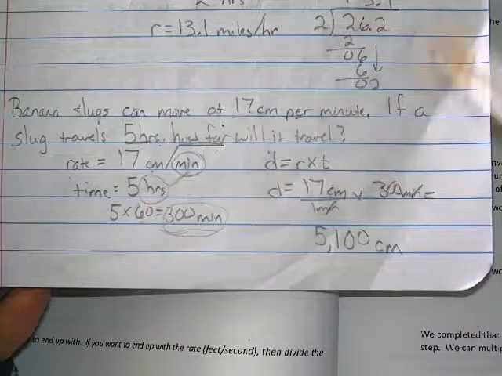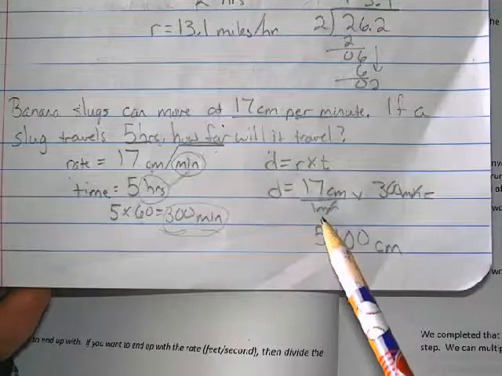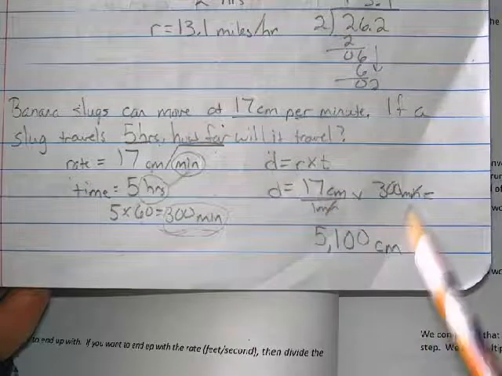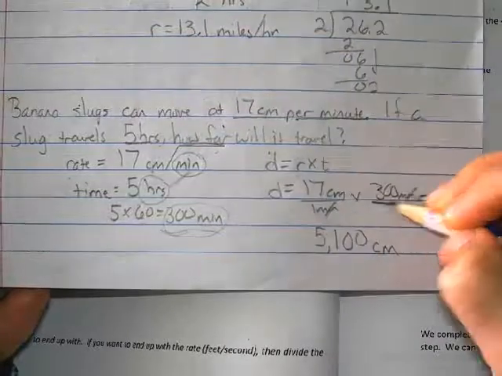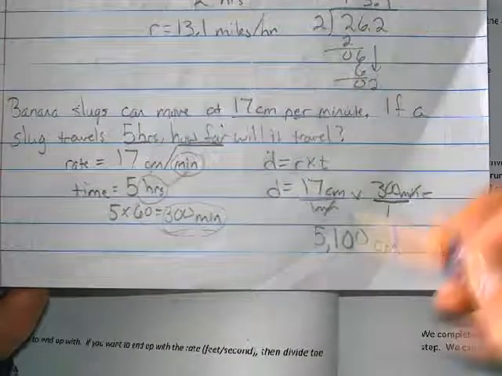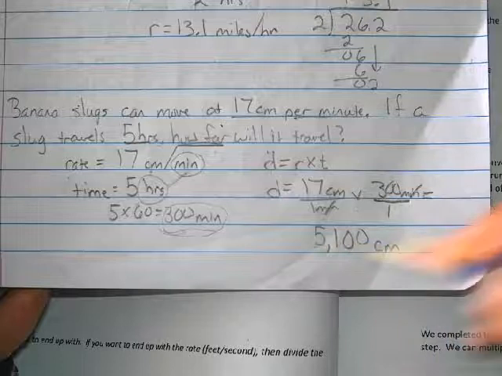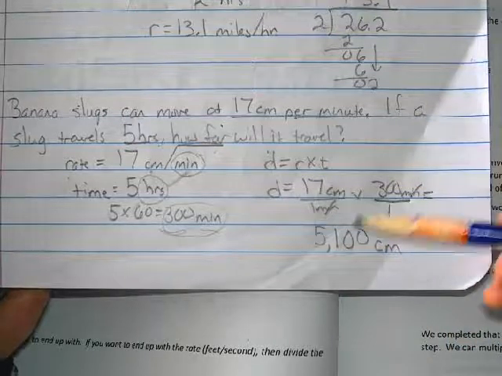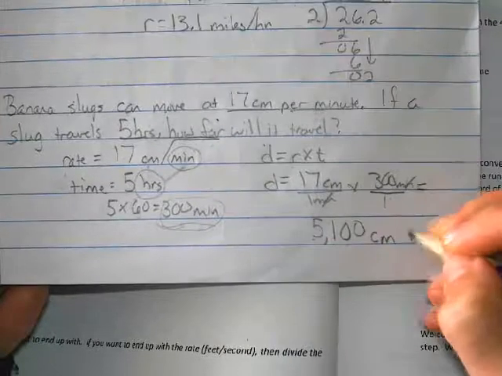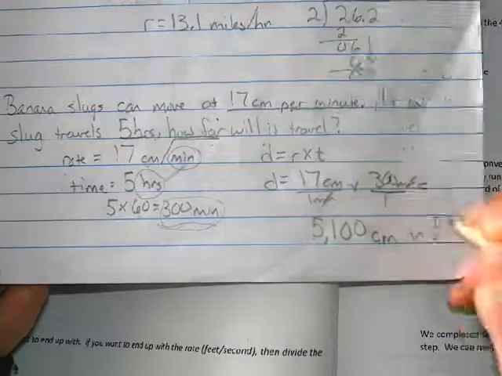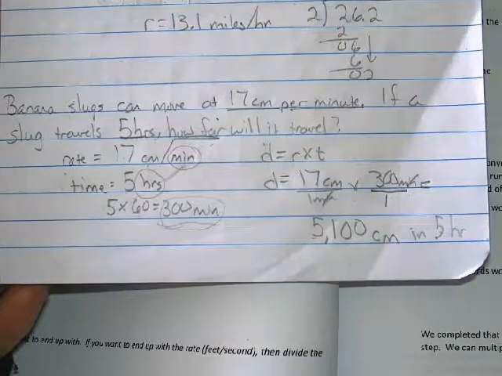So putting that in there, I have my rate of 17 centimeters per minute times 300 minutes. Minutes cancel out. 17 times 300 is 5,100. 1 times 1 is 1. That leaves this as a whole number, and that is centimeters. 5,100 centimeters in 5 hours is how far a banana slug can travel.